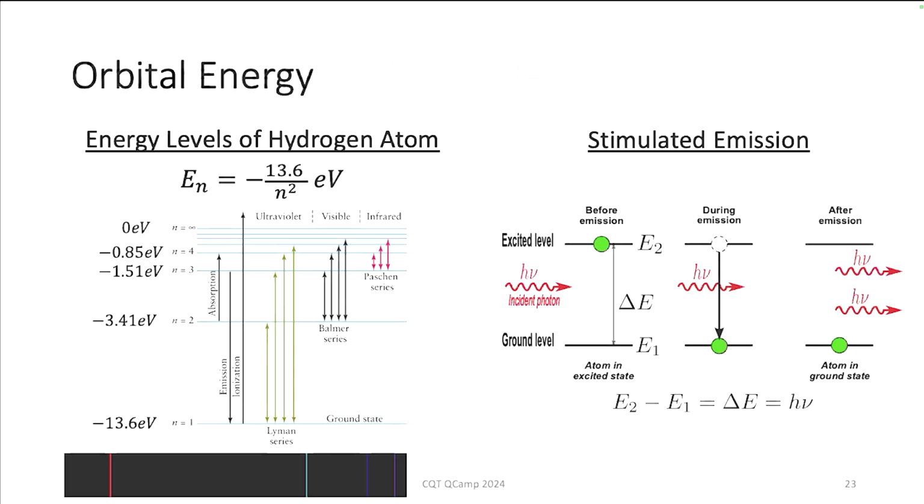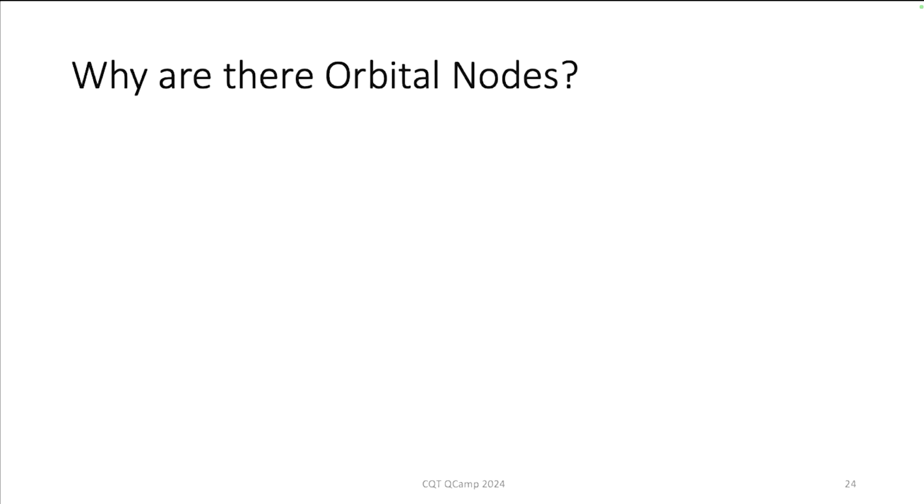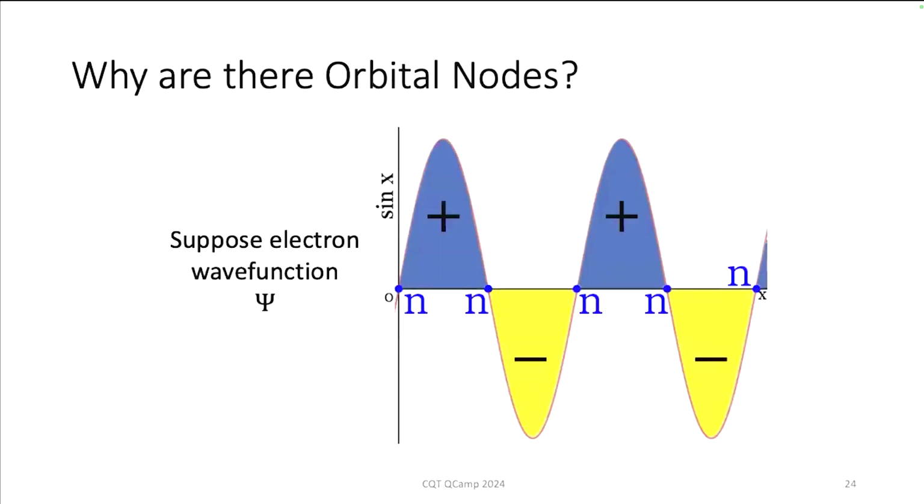Okay, so you may be wondering why there are orbital nodes, as I showed in the slide just now. Can anyone tell me why there are orbital nodes? Suppose your electron wave function is like this. Of course, it's not normalized. We can think of it as a wave, so I use a sine wave as an example. The thing that I notice is that it always goes between positive and negative. At some point in space, there's always this crossing where the amplitude is going to be 0.